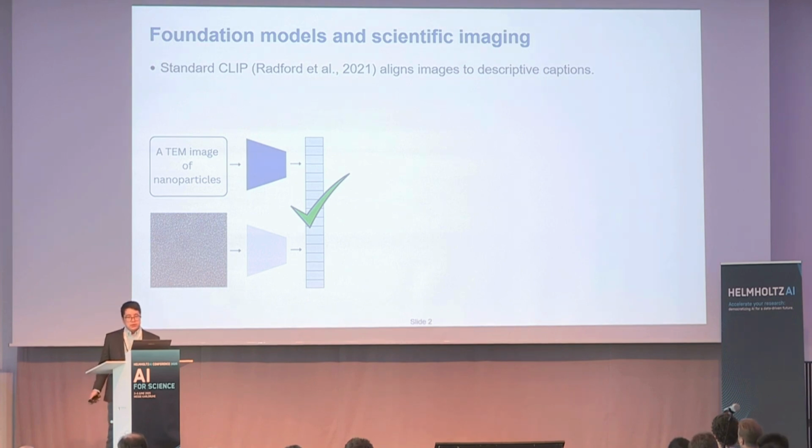As most of you already know, standard foundation models like CLIP are good at aligning images to descriptive captions. For example, you have a transmission electron microscopy image and a description like "this is a TEM image of gold nanoparticles." Two different encoders, one for text and one for image, could map this into a latent space that is similar for both, if they are similar, of course.